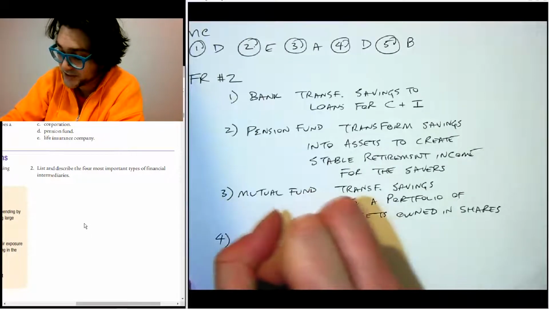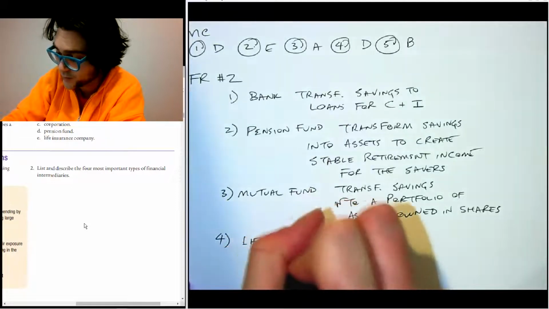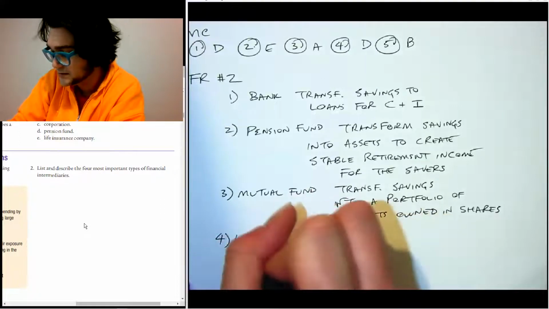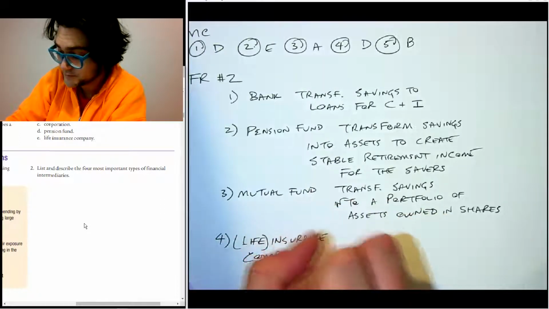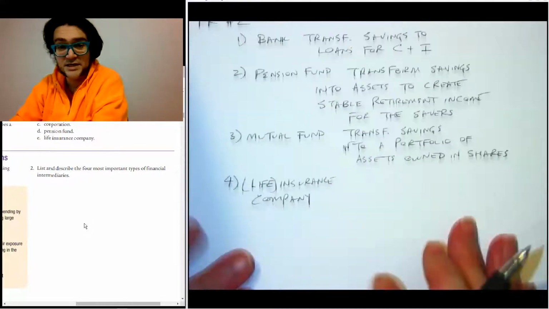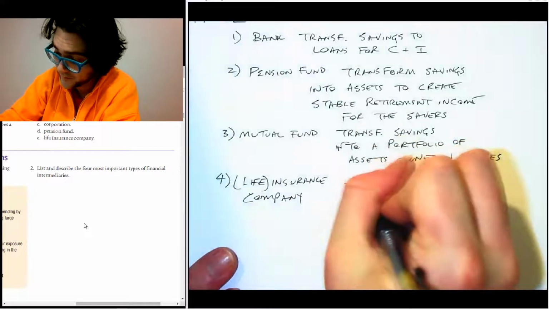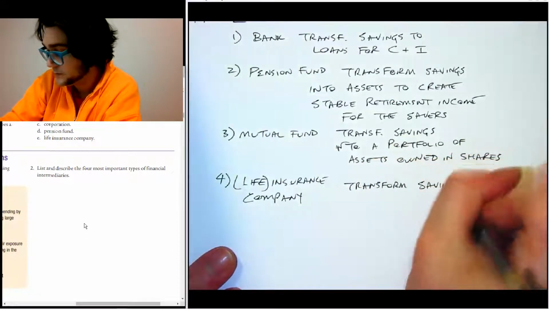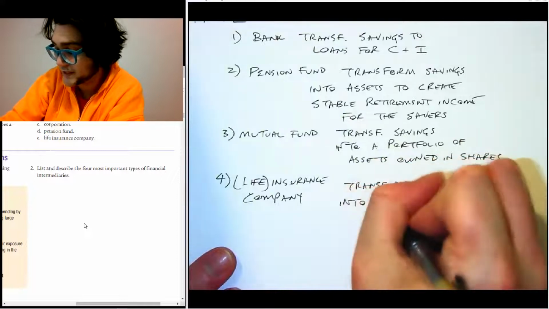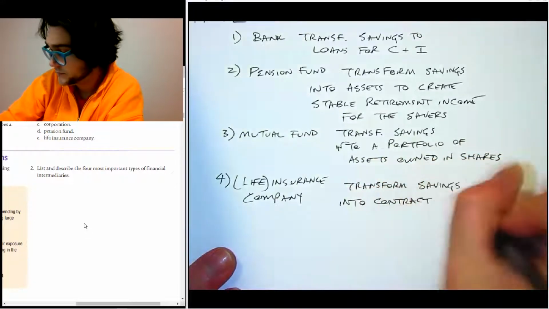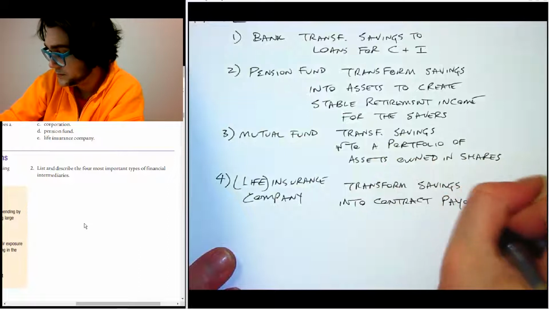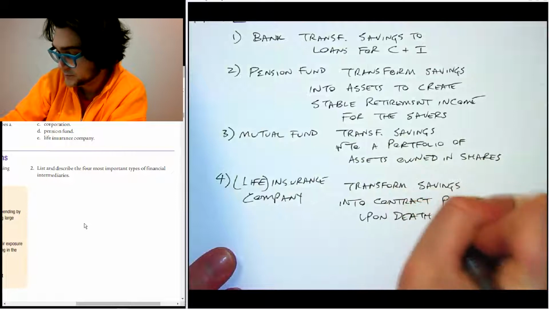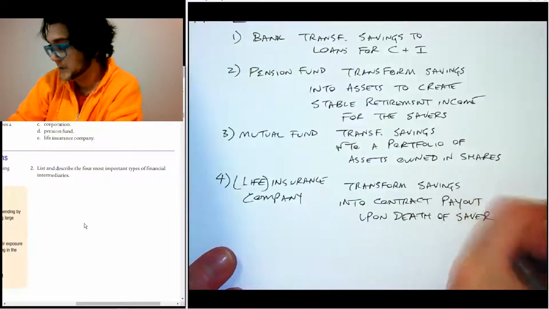And the fourth is actually a life insurance company. I know this seems kind of weird, but an insurance company basically does the same concept. They transform savings into a contract payout upon the death of the saver. That's essentially what they do.